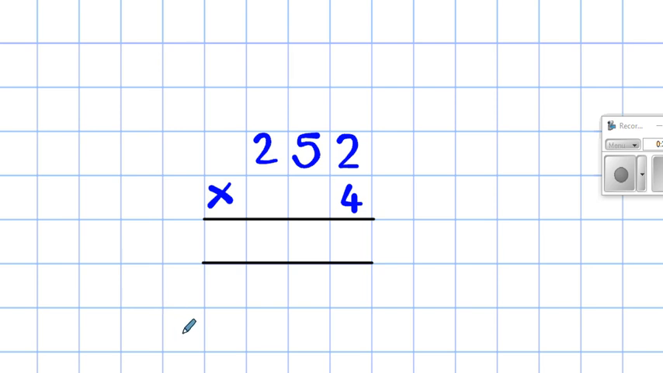And this method stays the same no matter how big your numbers get. So I'm going to do one more. I start in my ones column, then move to my tens column, and then into my hundreds column. 4 times 2 is 8. 4 times 5 tens is 20 tens. And 4 times 200 is 800 plus a 200, 900, 1,000. 1,008.